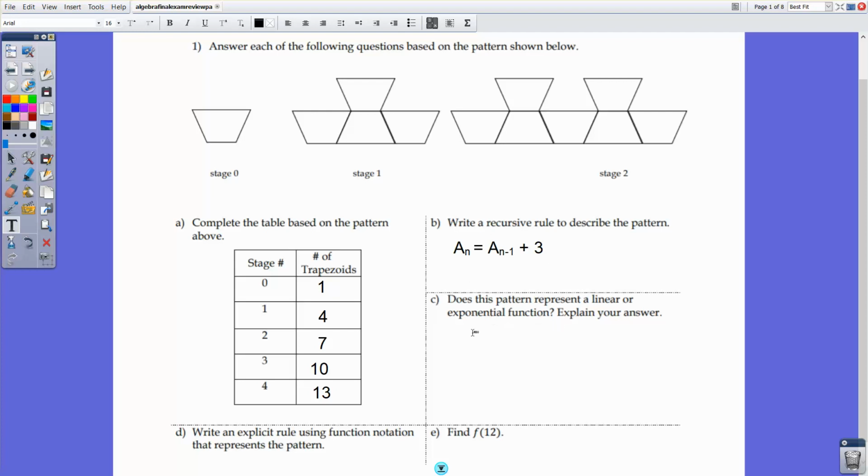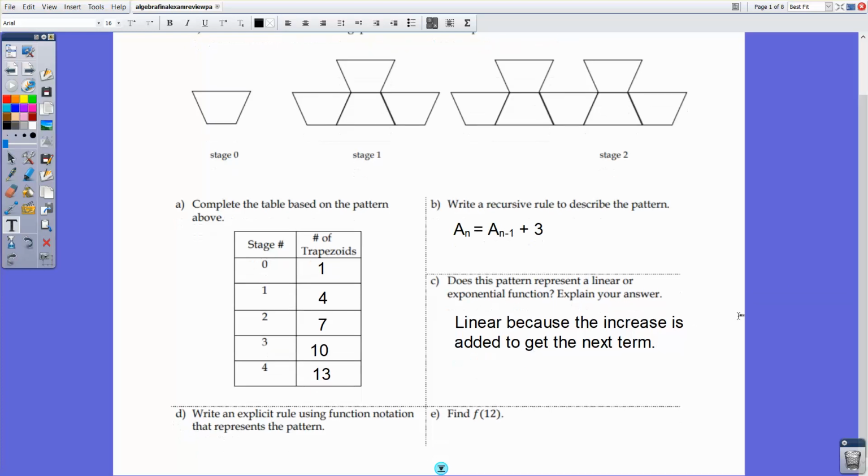Does this pattern represent linear or exponential function? This represents a linear function because the increase is added to get the next term. Whereas if it was multiplied, it would be an exponential function. Now, we write an explicit rule that uses function notation for this pattern.